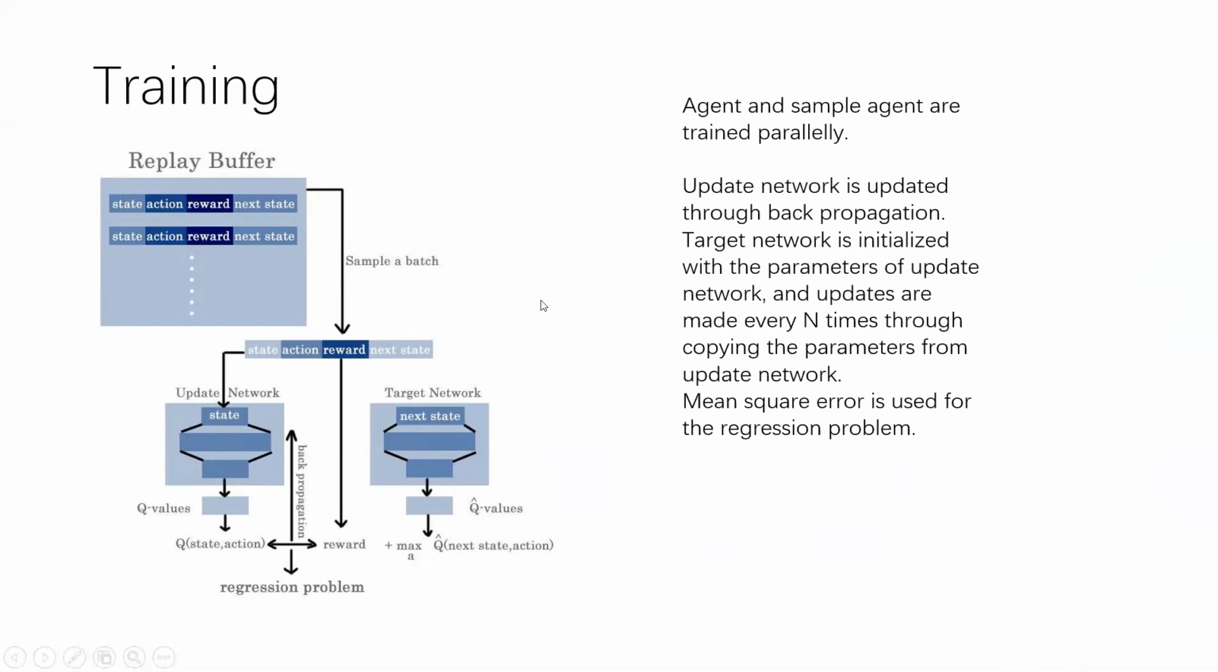The update network is updated through backpropagation. The target network is initialized with the parameters of the update network, and updates are made every n steps by copying the parameters from the update network.